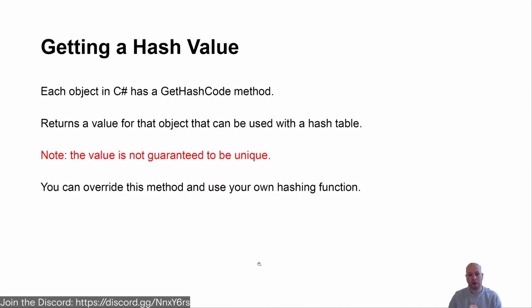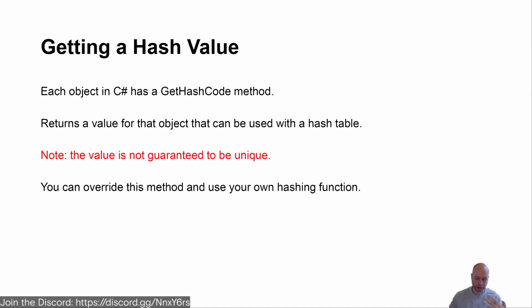So, getting a hash value: each object in C# has a get hash code method. As I mentioned, there is a default implementation, but most often when this is important to developers, you override this particular method. This will return a value that can then be used with a hash table, the hash table being the C# hash table object.